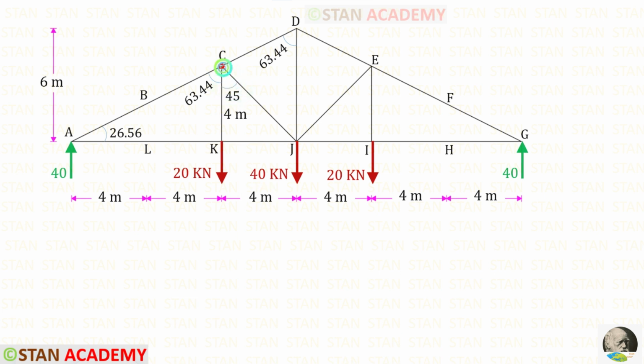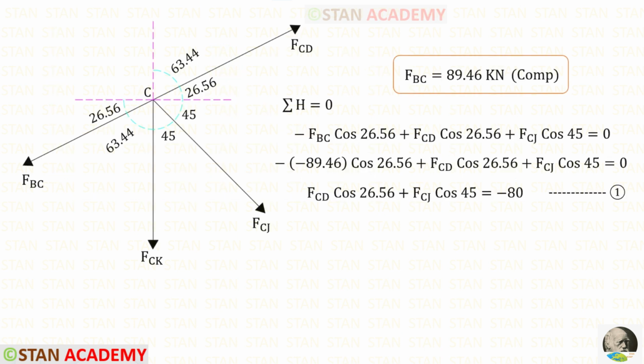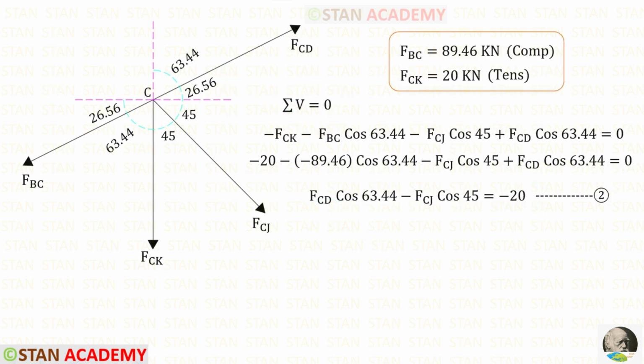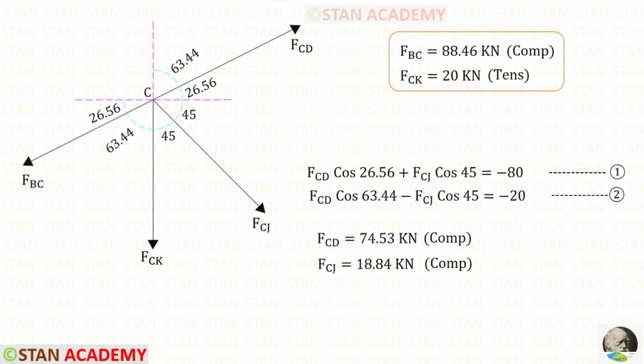Now let us take the joint C. By using this rule, we can make this equation. And using this rule, we can make this equation. Then we can solve both of them. Solving both of them, we will get FCD and FCJ. For both of them, we will get negative values. That means both of them are compressive.